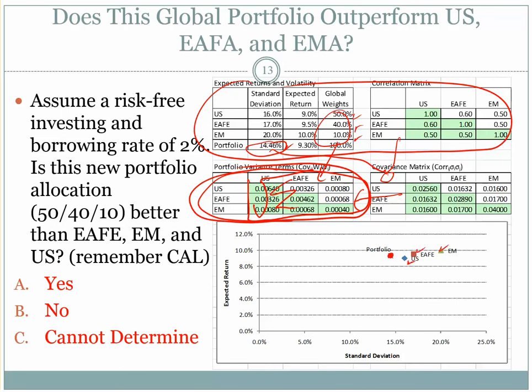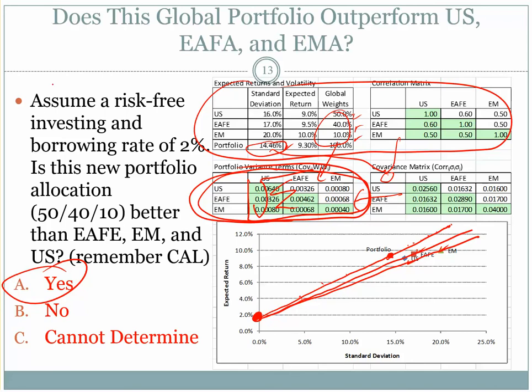So one question I asked is, if you could borrow and lend, or borrow and invest at 2%, is this portfolio superior than these other 3 assets? Or is it not superior, or can you not determine it? Well, in this case, if you can borrow and invest at 2%, I can combine that portfolio with the risk-free asset, either investing or borrowing, and get along this line. You can see it's clearly better than every other portfolio combination. So I'd say yes, this portfolio is better.